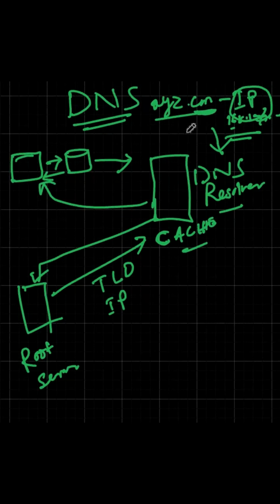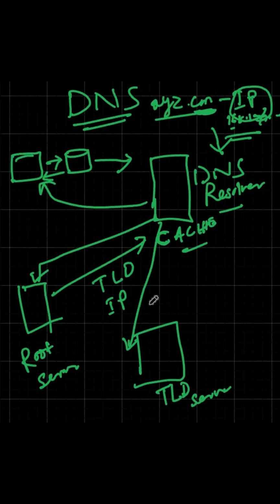If you have a .NET, accordingly, you will have a .NET TLD, right? So the full form is top level domain. So what is your top level domain here? .com here, right? So this will give the TLD IP. Then the DNS resolver will call the TLD server. So this is your TLD server. So it will call the TLD server.